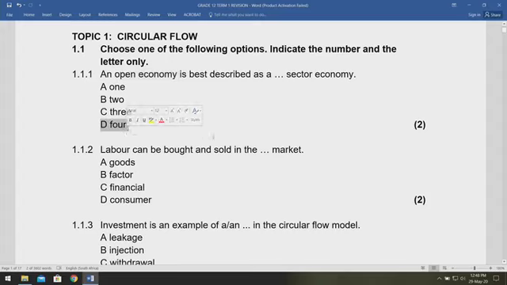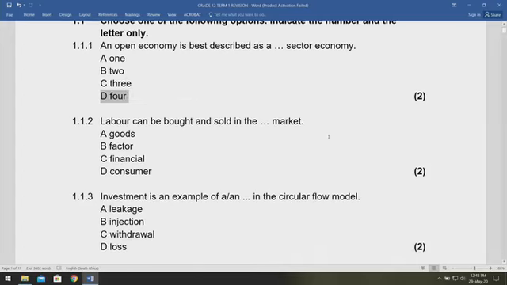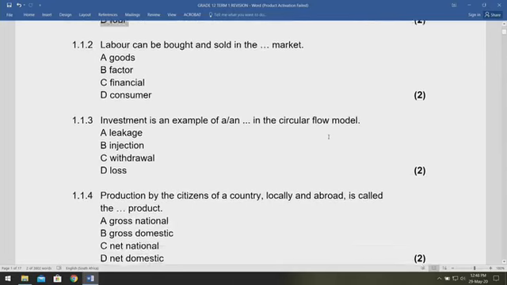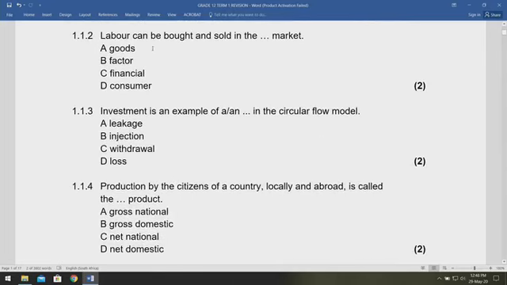Okay? So just to recap that again, an open economy has the consumer, the business, the government, as well as the foreign sector. Therefore, that answer is 4. Moving on to 1.1.2. Labor can be bought and sold in which market? Once again, my question is around the topic of labor. What do I understand by the concept of labor?